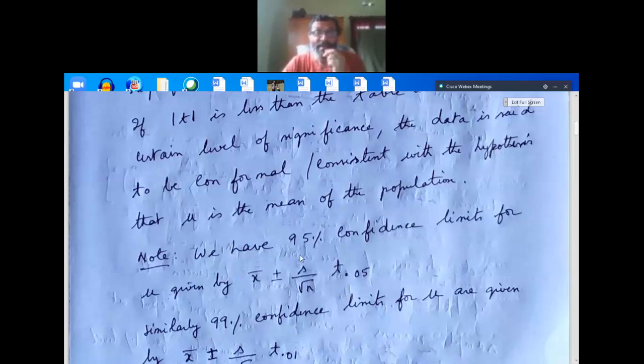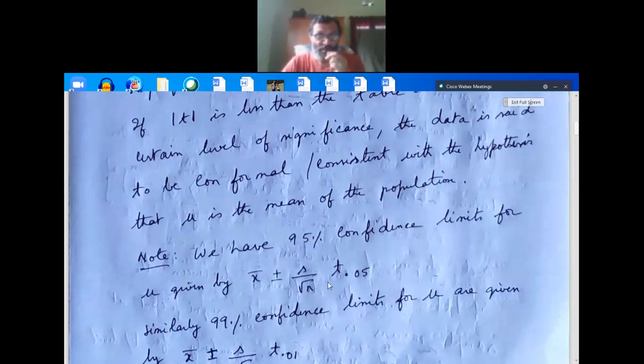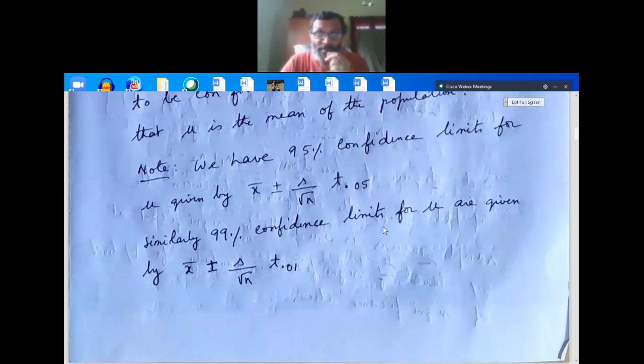We have 95% confidence limits for mu given by x bar plus or minus s by root n into t of 0.05. Similarly, 99% confidence limits for mu are given by x bar plus or minus s by root n into t of 0.01. The only difference is that here you write 0.05 and there you write 0.01. That's all.